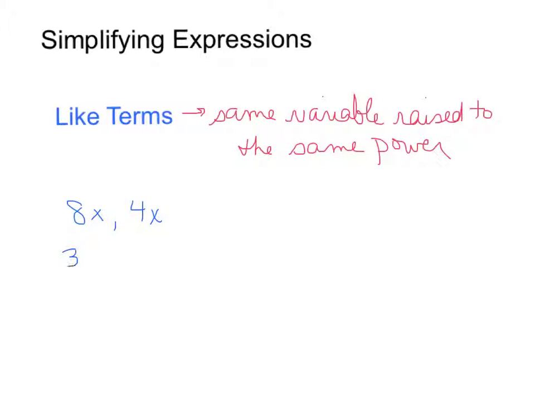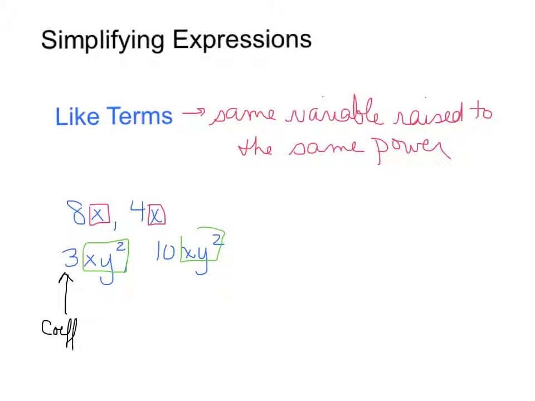I could have 3xy squared and 10xy squared. These are like terms because the variables match up exactly. In this case, I have both x's. In the case of 3xy squared, I'm dealing with xy squared, xy squared. The number in front is called the coefficient. You can think of the coefficient as how many of that particular variable I have.